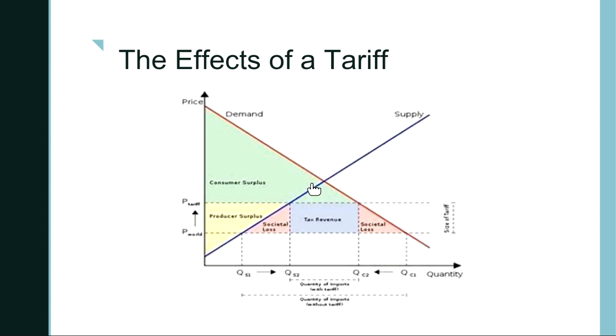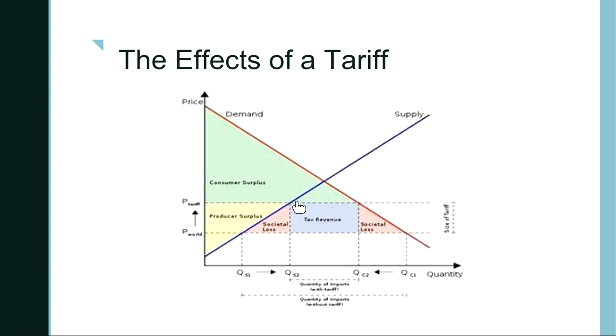But what else happens? At a higher price, the supply tells us that the quantity supplied will go up. And so we see our quantity supplied in the domestic market increases to this point. And so we have this new intersection at this point that shows us that this line and this area is now our domestic producer surplus.